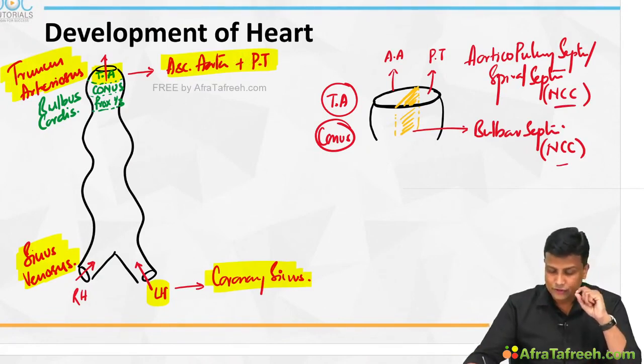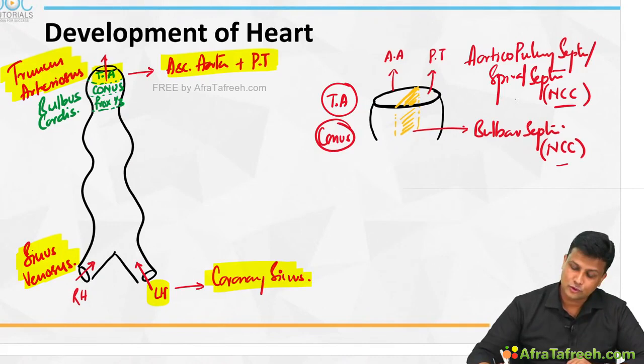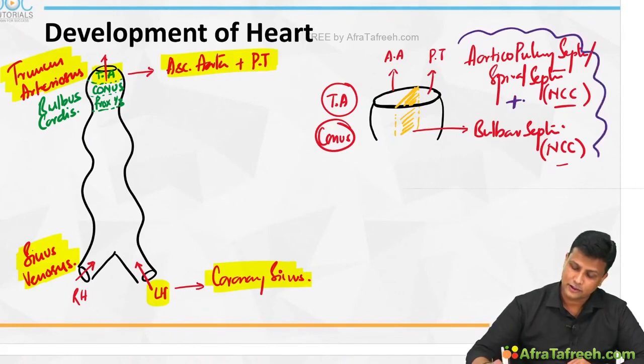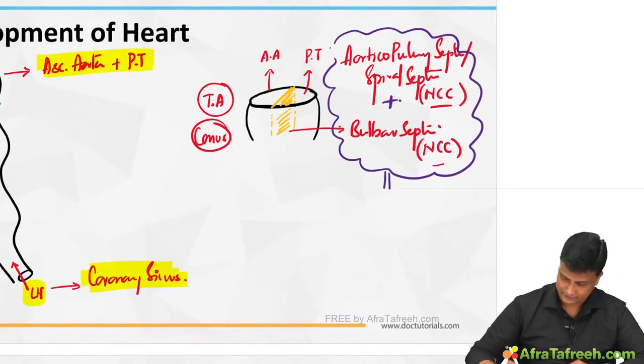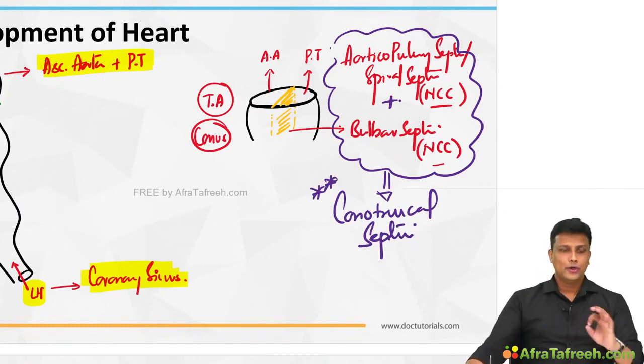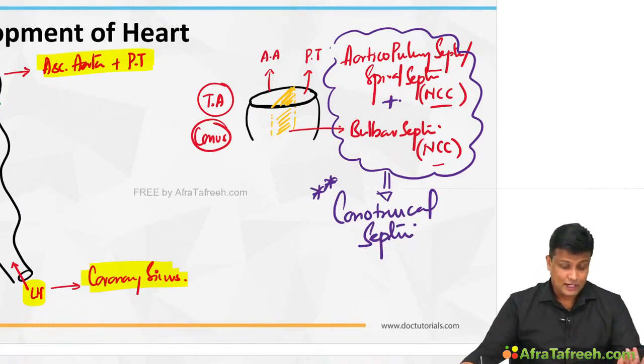So these two together, the aorticopulmonary septum and the bulbar septum, are referred to as the conotruncal septum, covering the conus part and the truncus arteriosus part. So conotruncal septum, guys, and that was actually asked in your exam. Conotruncal septum was the one which was asked in the exam.